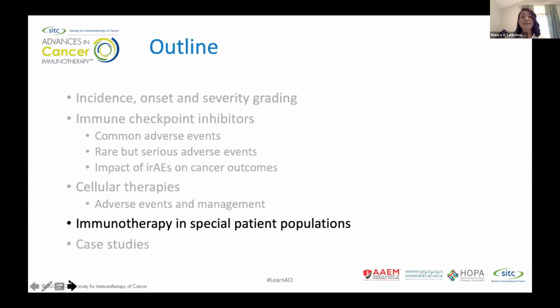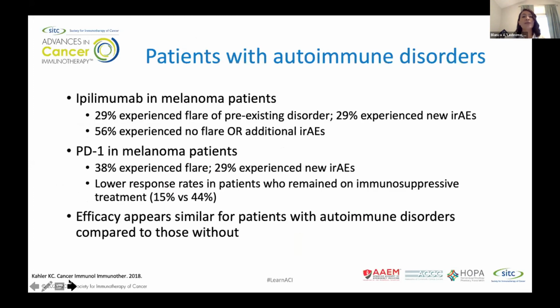So, immunotherapy in special populations: patients with autoimmune disorders. Evaluating patients who were treated with ipilimumab, in melanoma patients specifically who had underlying autoimmune conditions, they saw that 29% of those patients had a flare of the pre-existing underlying autoimmune condition, and 29% experienced new IRAEs, but 56% had no flare or IRAEs.